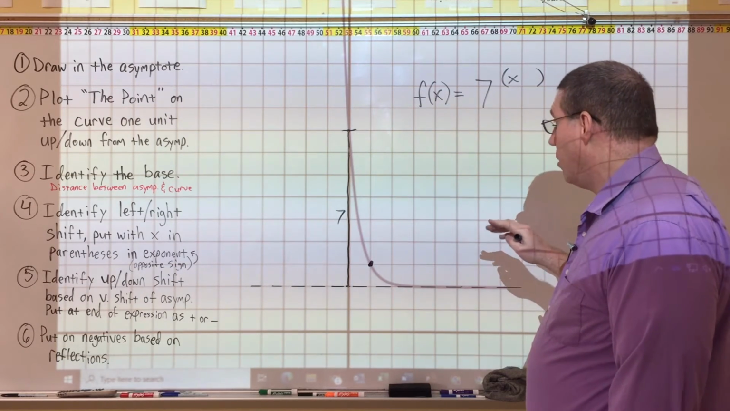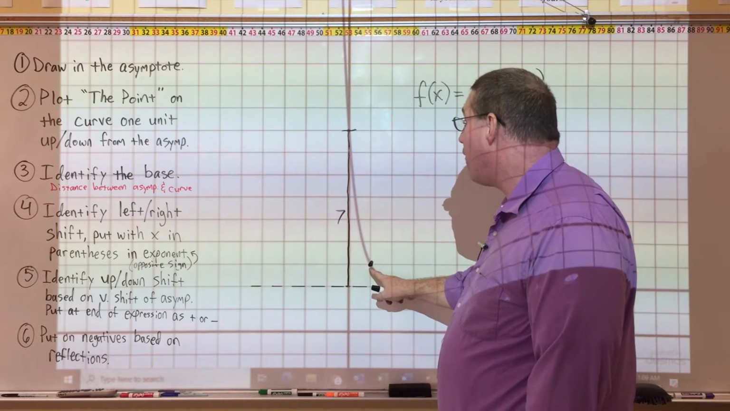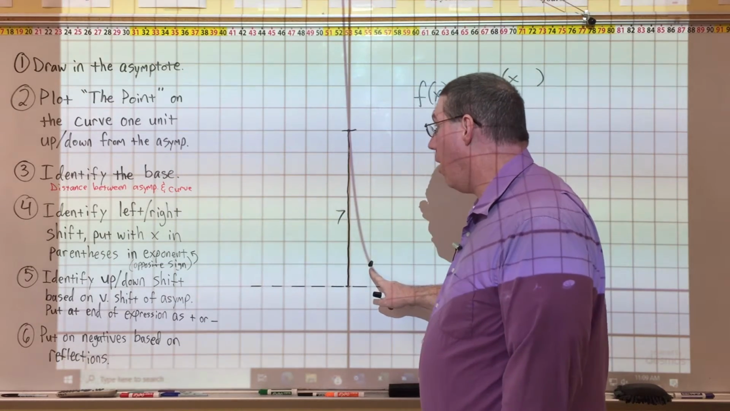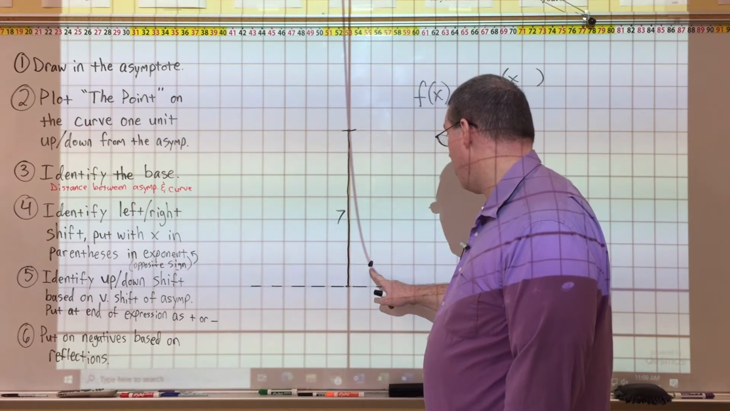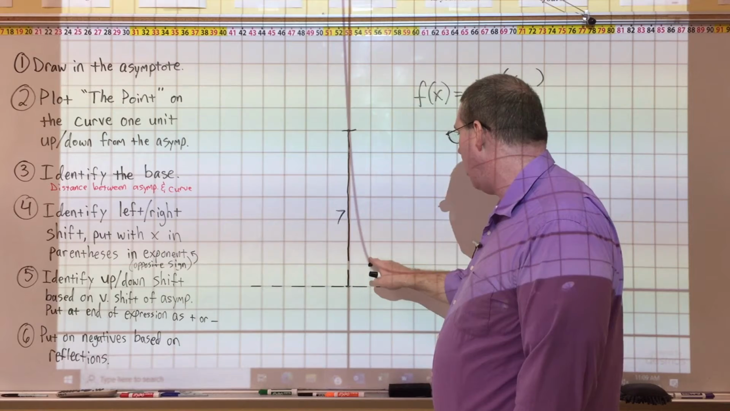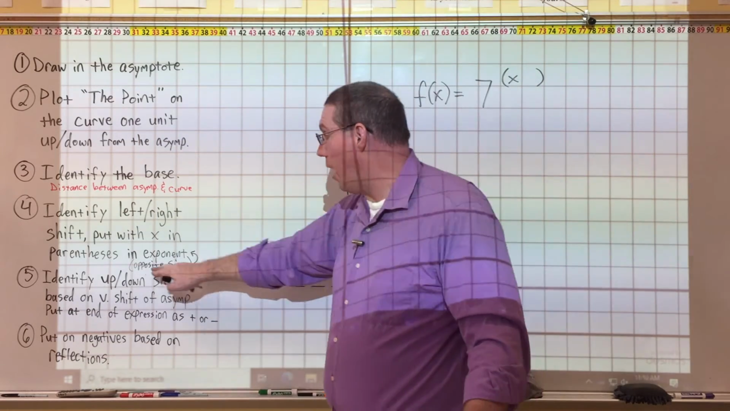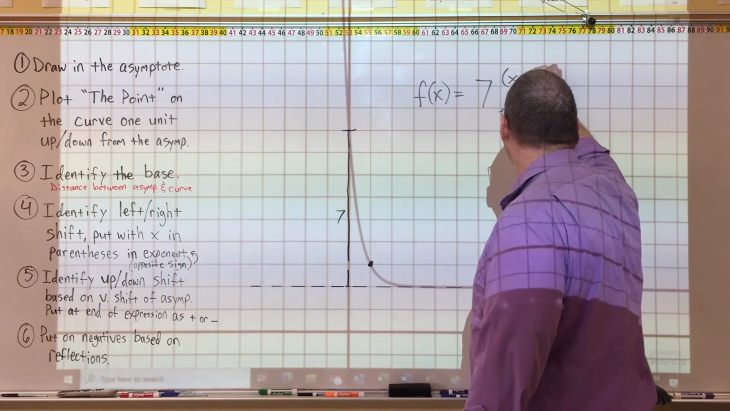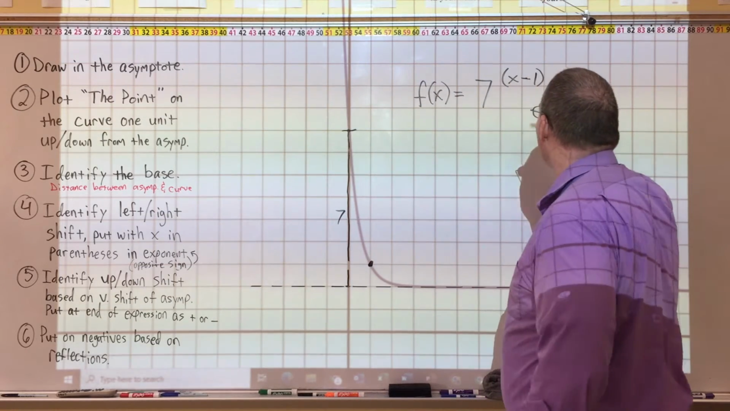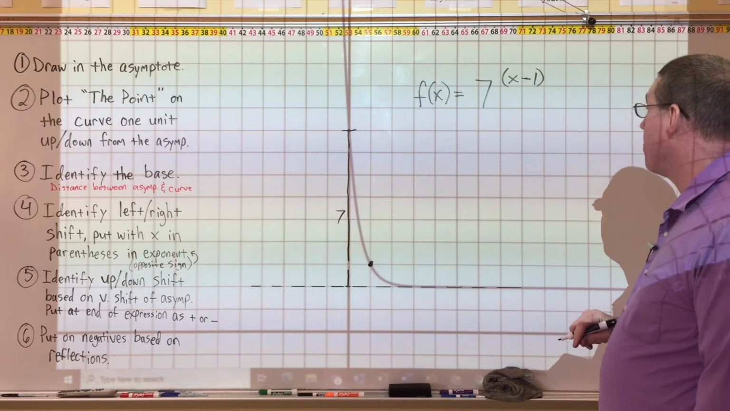And so we're going to go left or right shift. We go to the point, and how far is the point from the y-axis? Well, it's 1 unit over from the y-axis. The y-axis is right here. So that's a +1 shift from the y-axis, but we need the opposite sign, so that makes it -1. So we're going to put x - 1 because it's 1 unit to the right of the y-axis.